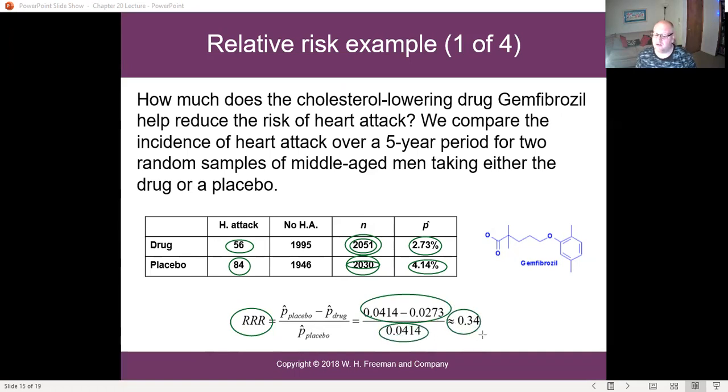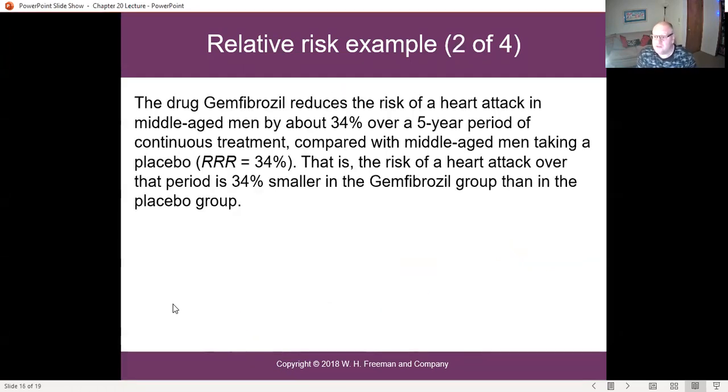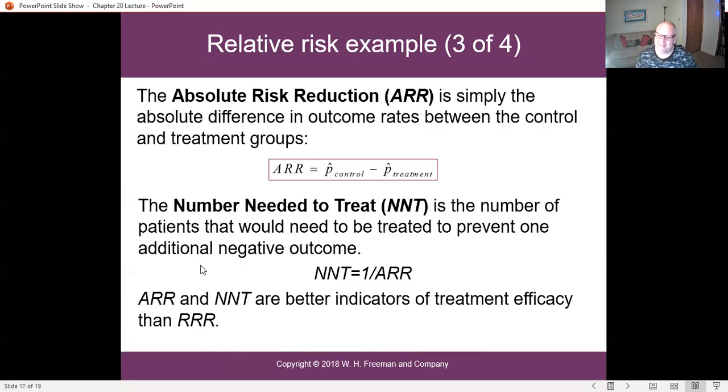If you want to talk about RRR in terms of percentage points, you'd say it's got 34 percentage points. But the ultimate end statement of this would look something like this. The drug G reduces the risk of heart attack in middle-aged men by about 34%, with all the extra stuff that they want you to say, over a 5-year period of continuous treatment compared to middle-aged men taking the placebo. And then in parentheses, you'll give the measurement. What is the RRR? This time it's 34%. So the risk of a heart attack over that period is 34% smaller in the drug G group than in the placebo group. Two more little measurements that we're going to talk about, and then we'll conclude our lesson tonight.